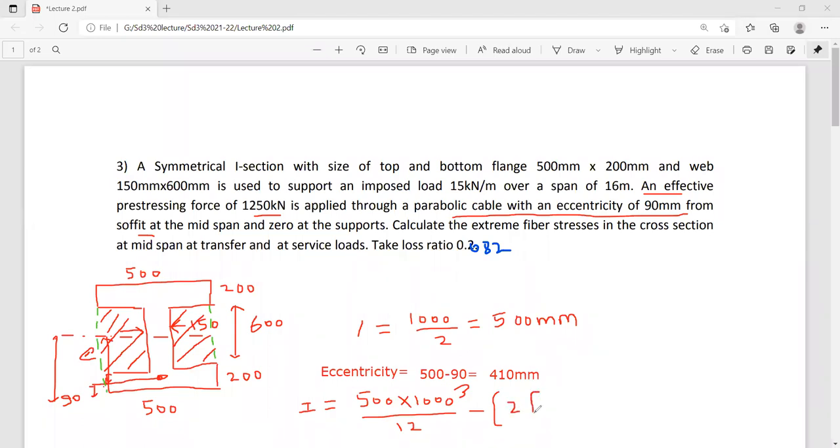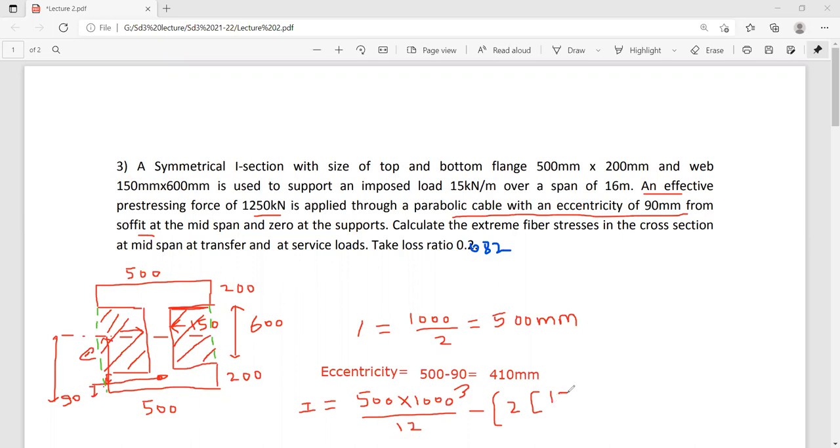2 into. So how much is this distance here? We need to find out this distance. It is 500 minus 150, divided by 2. So it is 175 mm.